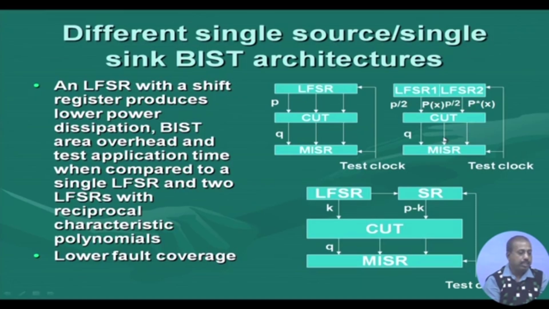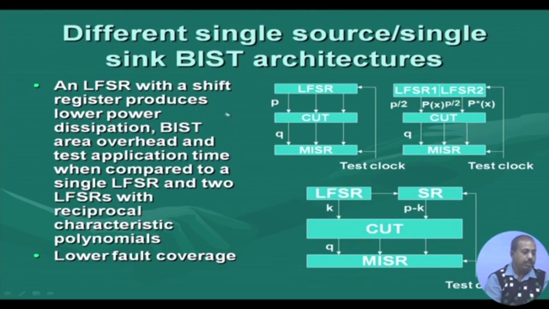So, this is one configuration. Another configuration is like this: we have one LFSR followed by a shift register. In the phase shifting part, we have seen that we can use this type of shift registers to generate phase shifted versions. Here also it is the same thing: we have a k bit LFSR and a p minus k bit shift register, and these patterns are shifted and come to the circuit under test.